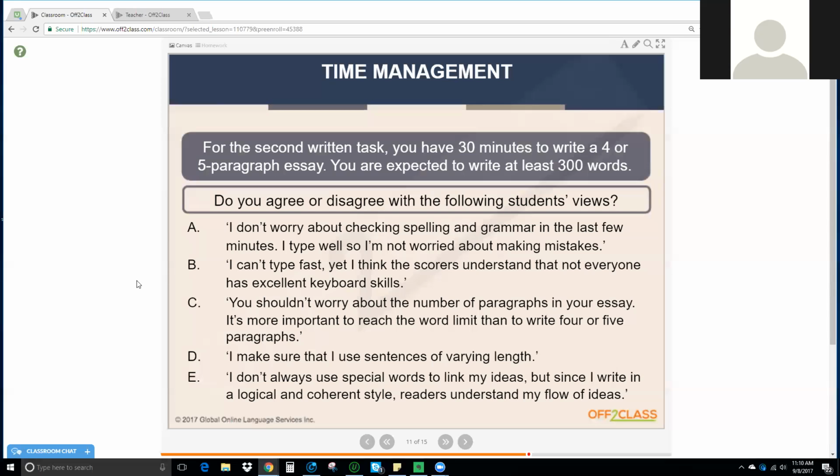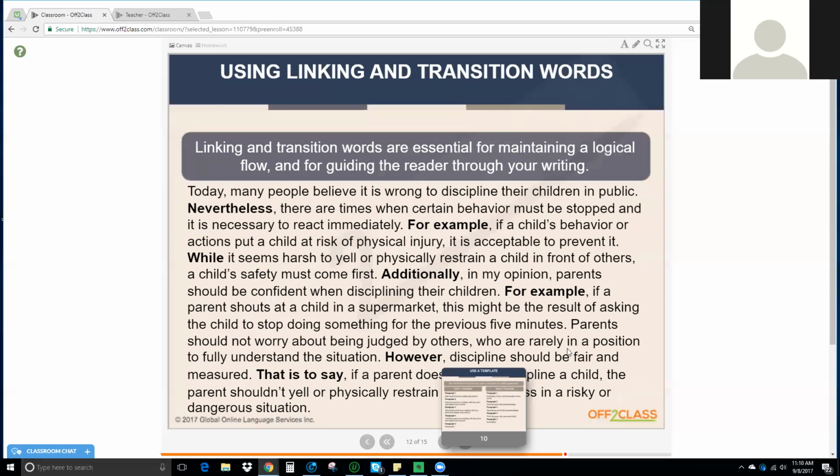However, we'll look at this a little closer further in the lesson because I think this is an expectation on the exam. So we'll look at that some more. Okay, so here we go. Using linking and transition words.